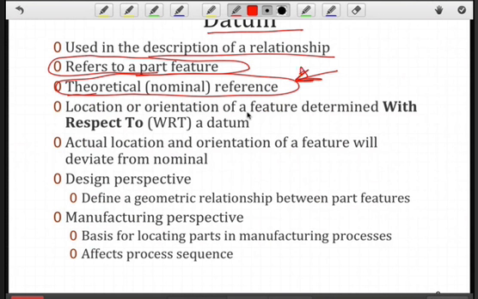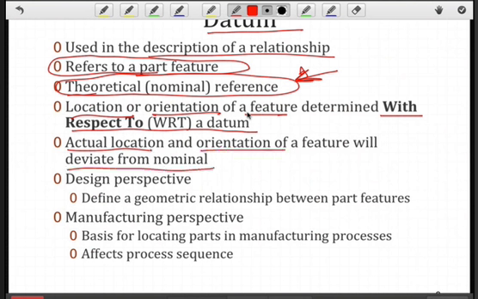If I look at location or orientation of some feature, I can think of it as we just did in those 3 examples with respect to a datum. In other words, the specificity of that relationship in terms of degrees of freedom will be determined by how many datums we're going to use in this relationship. The actual location and orientation of the feature will deviate from nominal. So when we make this part feature, it will move, translate, and or rotate by a very small amount, hopefully, and that will be a deviation from the nominal specification.